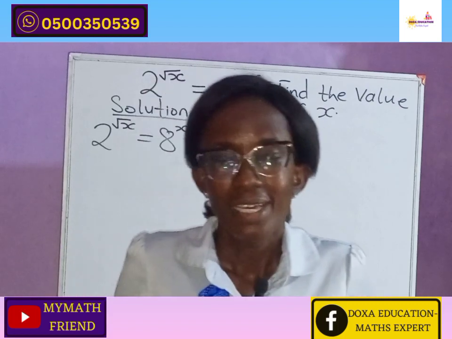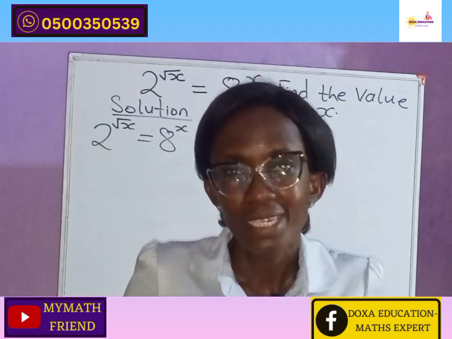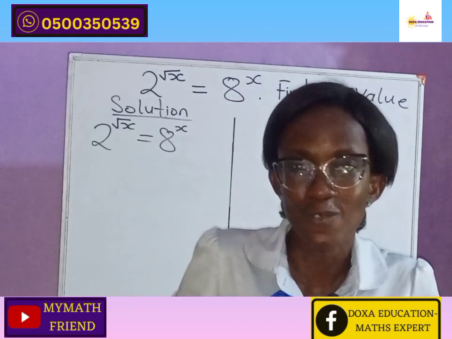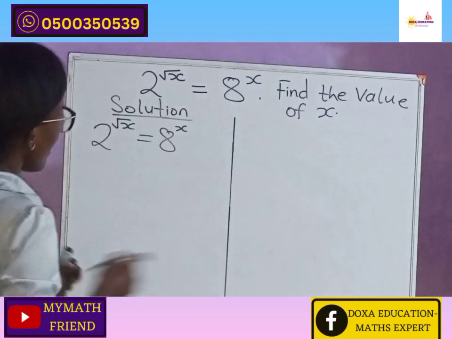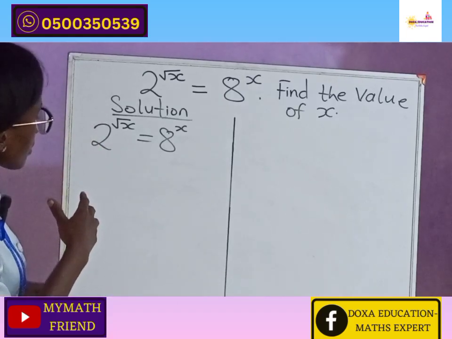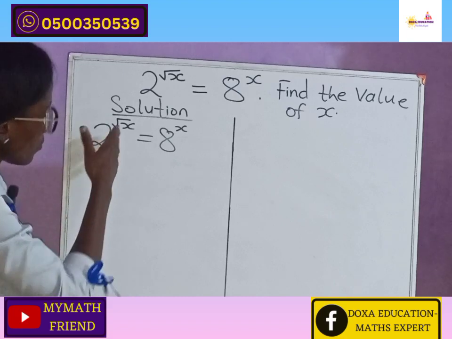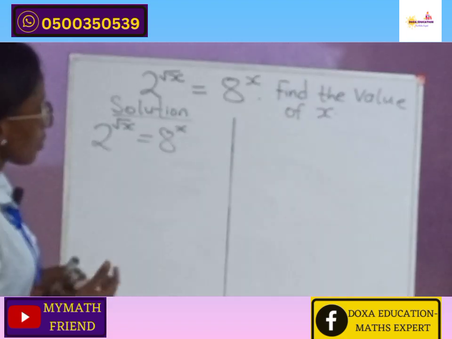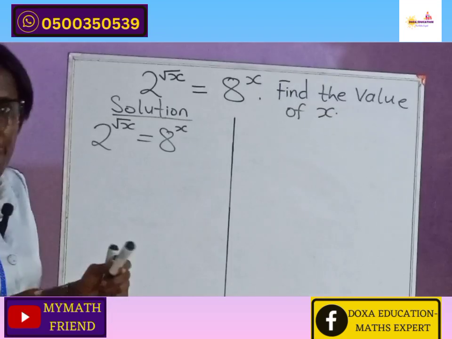Let's look at an Olympiad algebra math problem. It's very simple. Follow me as always. 2 to the power root x, the whole power root x, equals 8 to the power x. Okay, this is an indicial equation.